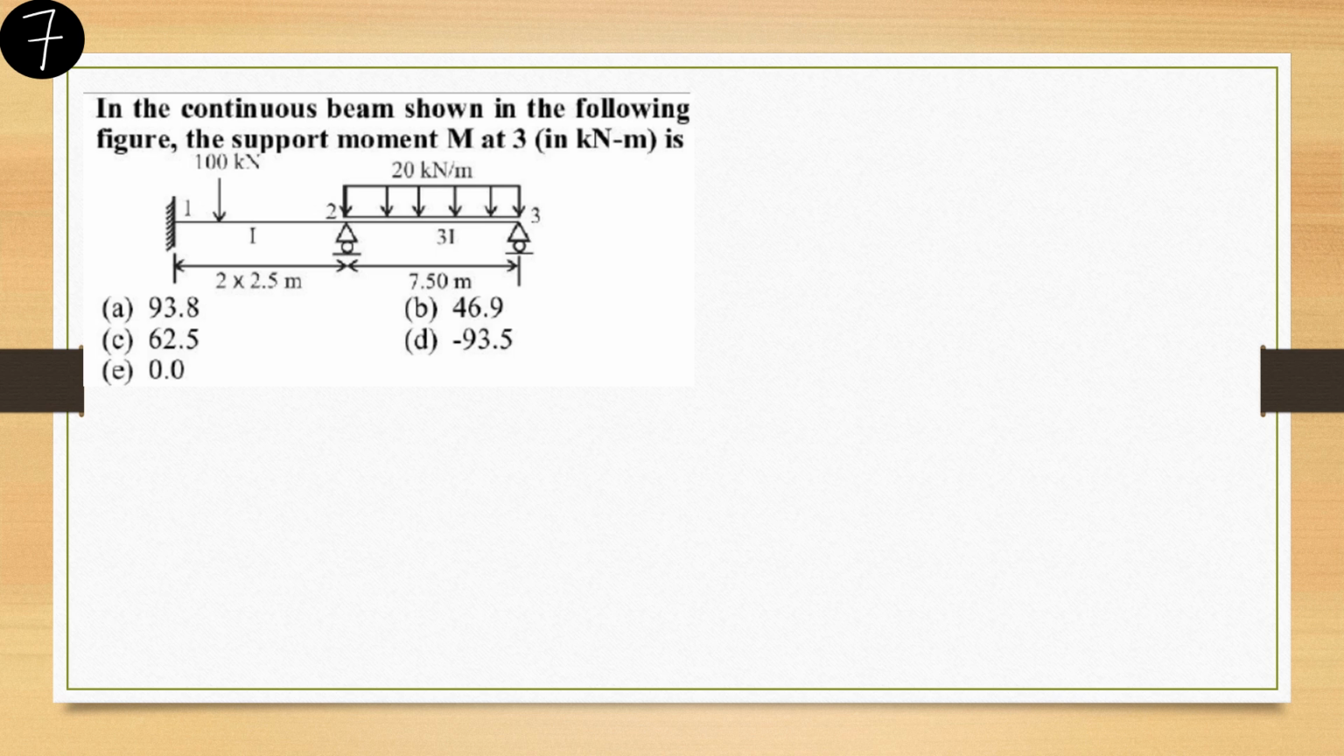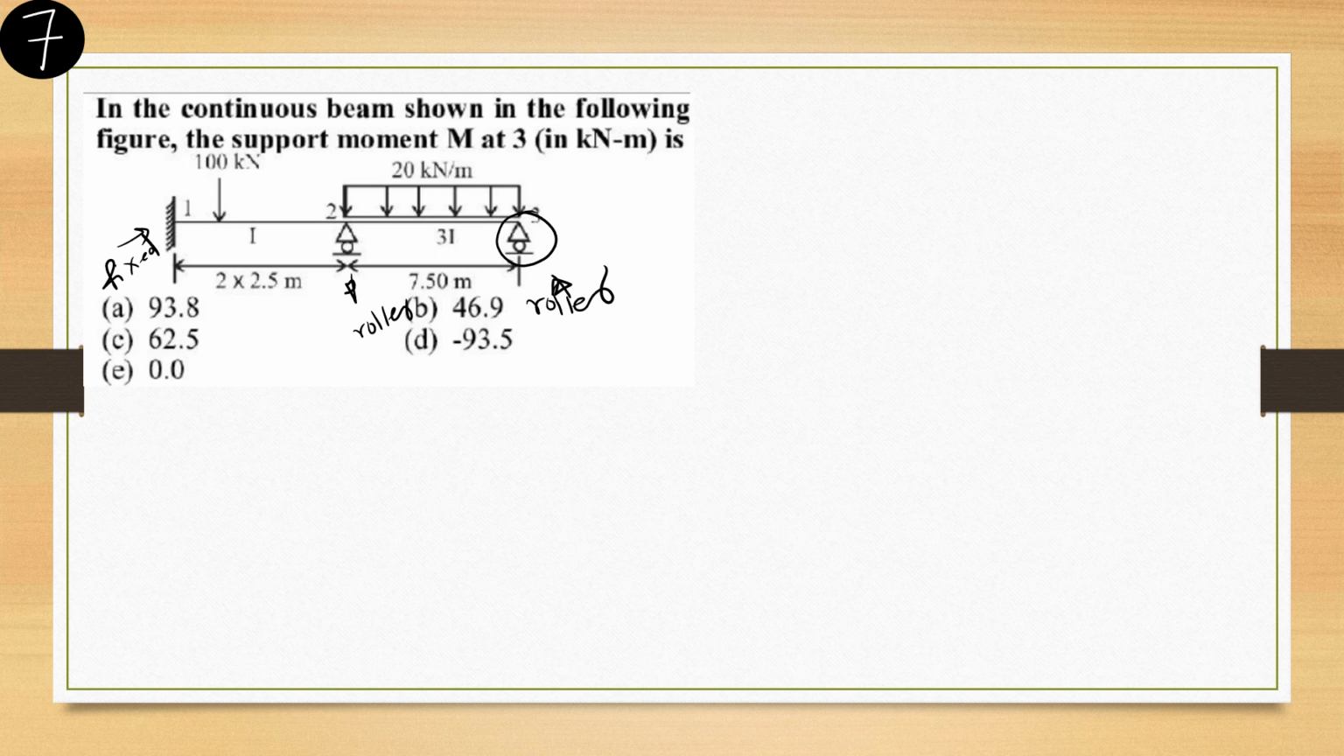Then next question, question number 7. In the continuous beam shown in the following figure, the support moment M at 3, in kilonewton meter, is? Here they ask us to calculate the support moment at this third point. The third point has a roller support, the second also has a roller support, and the first has a fixed support.